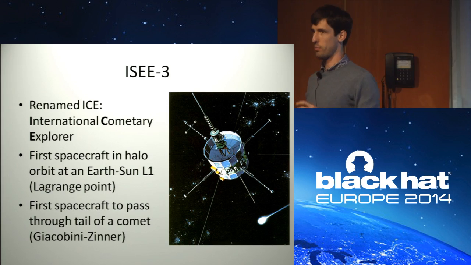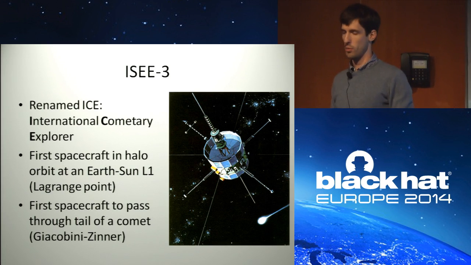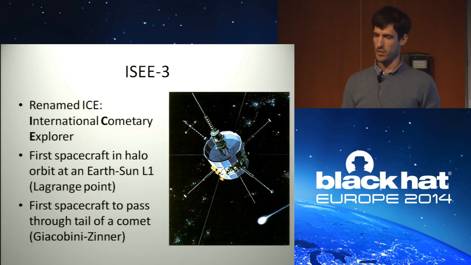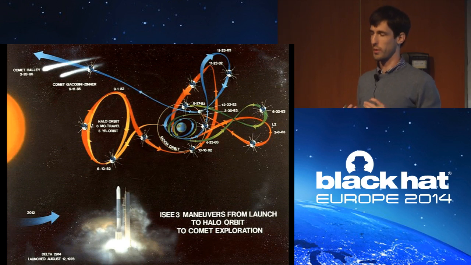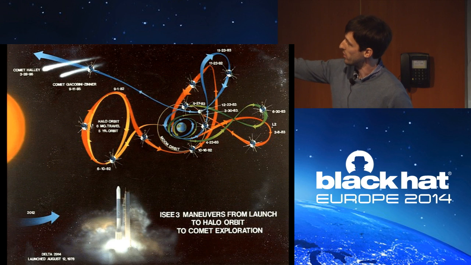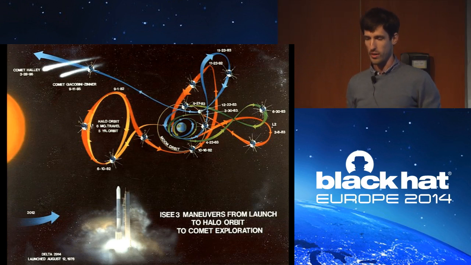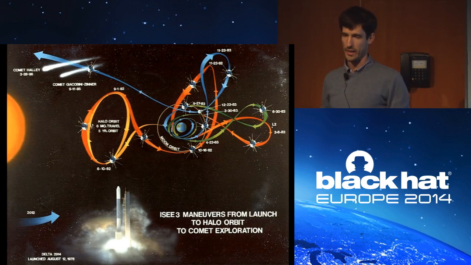Every other nation had their probe on the way to visit a comet, and of course the US wanted to beat everybody, so they sent ISEE-3 out to meet this other one. And if you have a look here, this is an illustration of the crazy orbital mechanics that they had designed for this probe to fly through. Initially, it would go out to this L1 point orbit there, go out and meet the comet, and then at some point, it was destined to return to our neck of the woods.